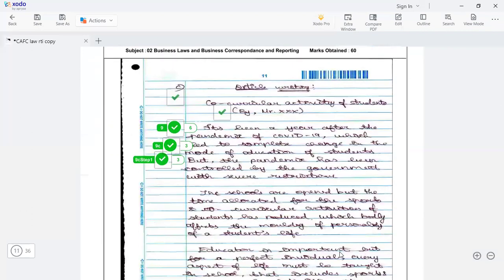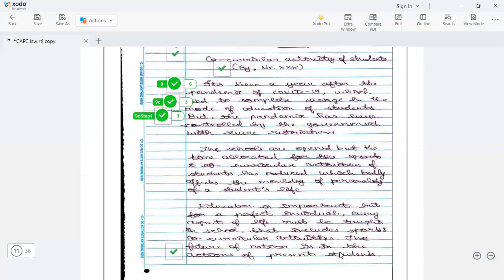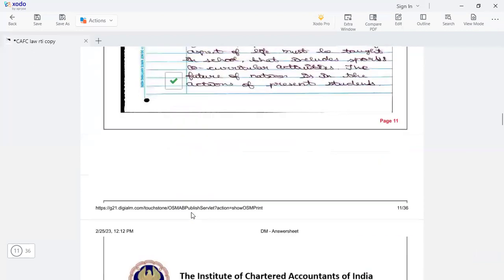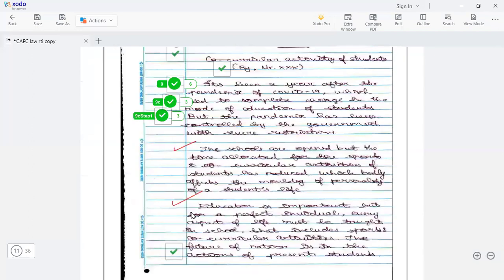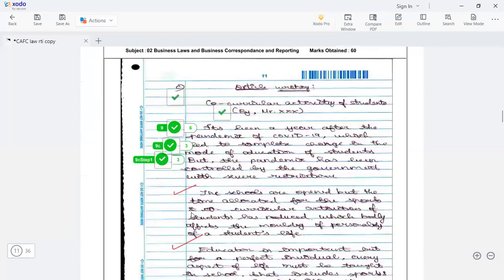Okay. Then there was article writing, which comes for 5 marks. In article writing, you have to remember the format that is given for article writing, and you have to write the answer in the same way. Okay, the student has presented the answer and has scored 3 marks in this question.